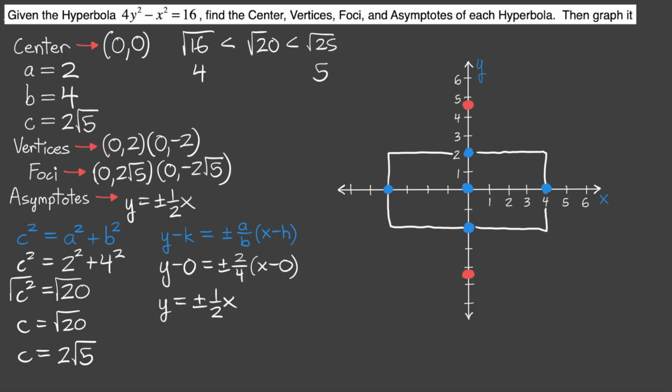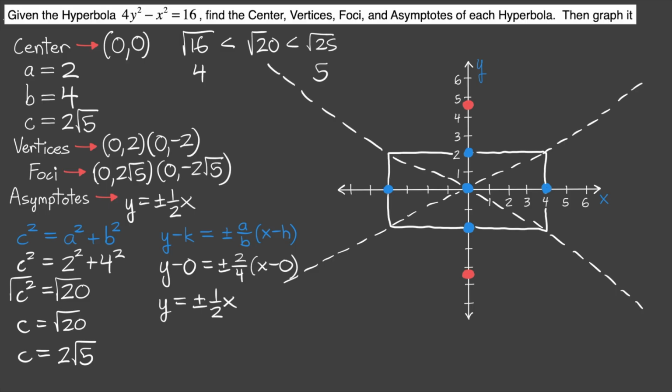All right, so now we draw our asymptotes. We're going to go right through the center, out the edge here, the corner. And we just kind of do our best to draw a straight line, even though it is sometimes kind of difficult to draw a perfectly straight line. But we do our best. There it is.